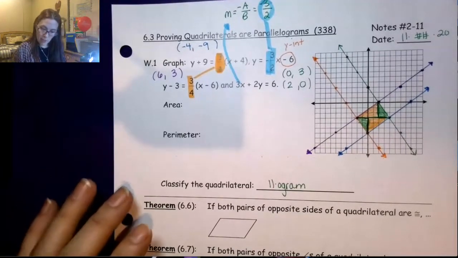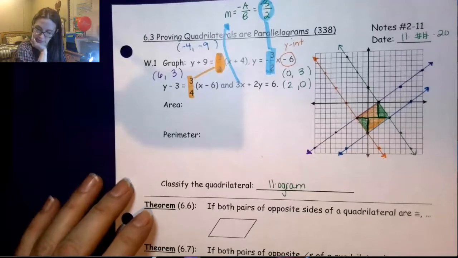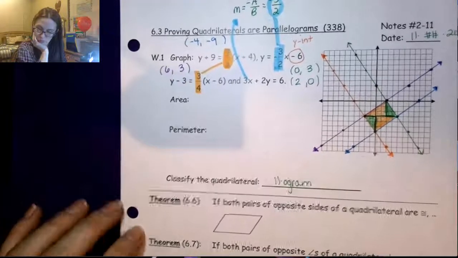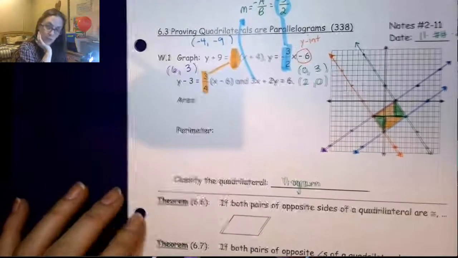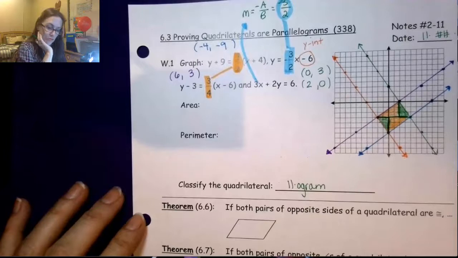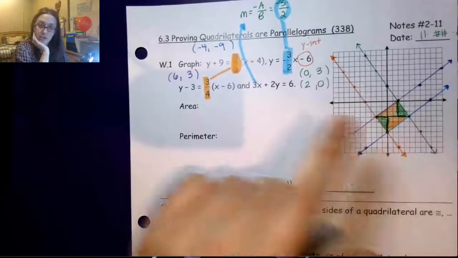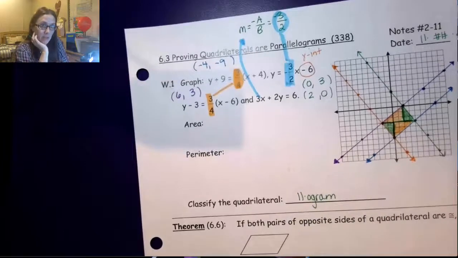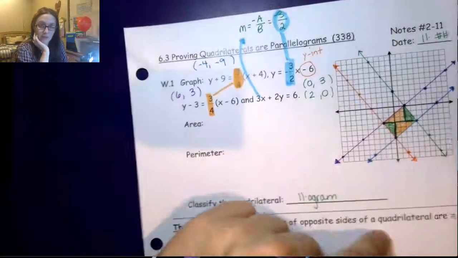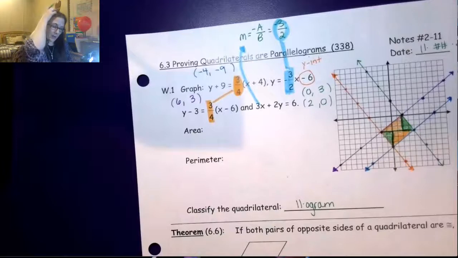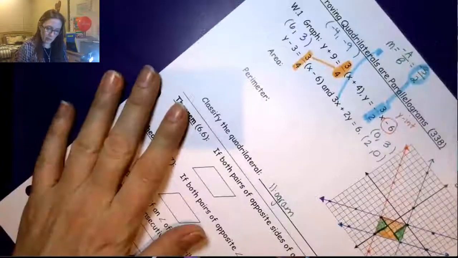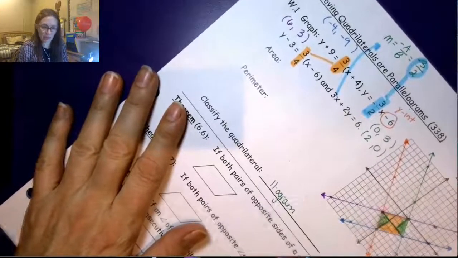What I may want to do is find area. There are a lot of different things you could do for area. So if you have a different method that you know is going to work, try it and then come back and see if you got the same answer. The area of a parallelogram is base times height. The problem is you don't have a flat horizontal or vertical line.